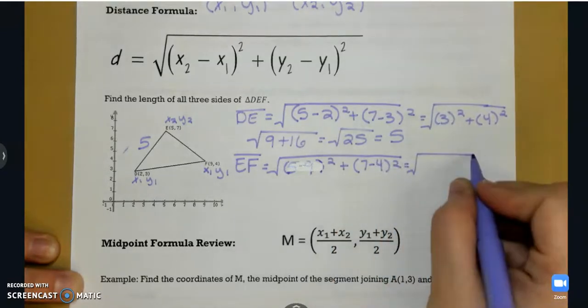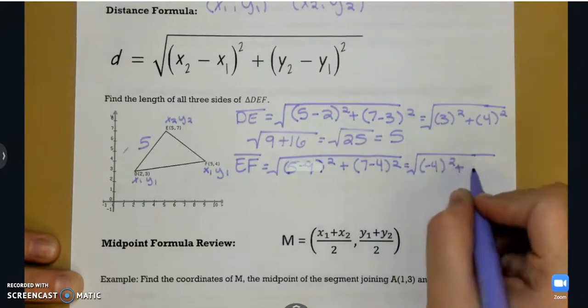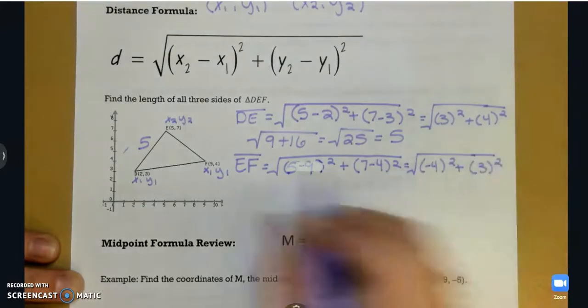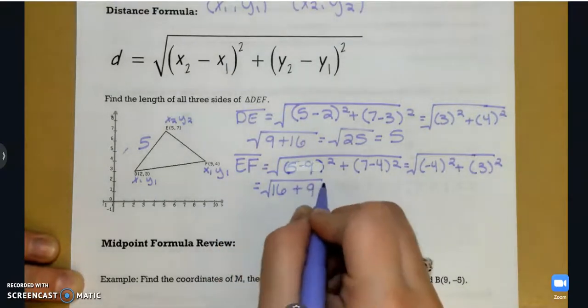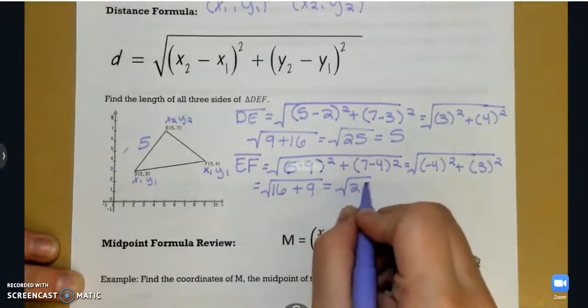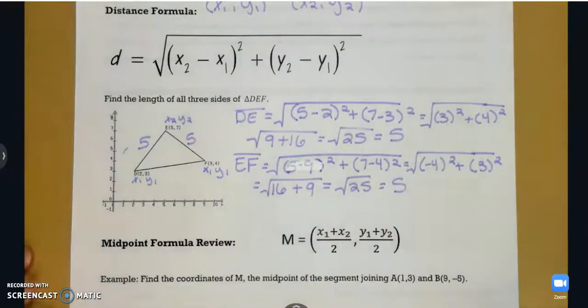So we go with what's inside our parentheses. 5 minus 9 is negative 4. 7 minus 4 is 3. Negative 4 squared is 16, 3 squared is 9, and again that gives us a square root of 25, which is 5. So EF is also 5.